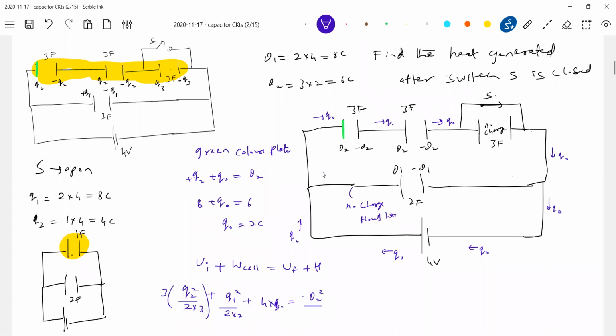This is 3 times, 2 times of Q2 square by 2 into 3 plus. Substitute all this, solve, and you'll get H, the heat generated. 12. How much? 12.